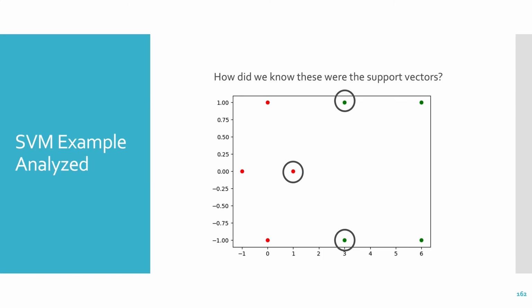How did we know these were the support vectors? The short answer is we didn't. Again, this is an eyeball sort of problem. So we're doing an intuitive problem. We're not actually solving it step by step. So let me show you how you would actually solve it step by step.